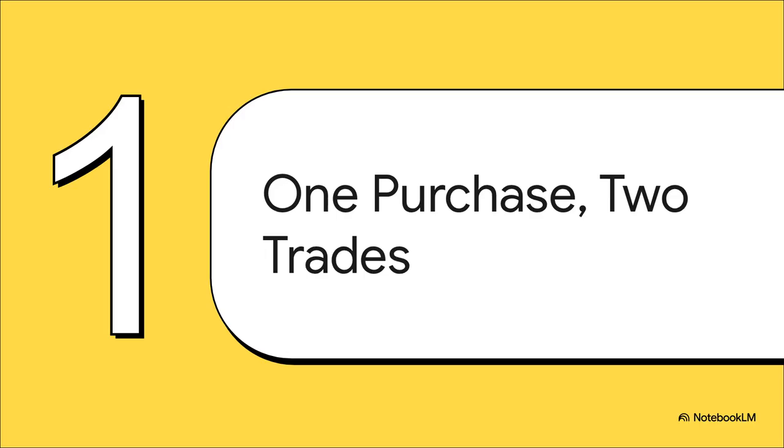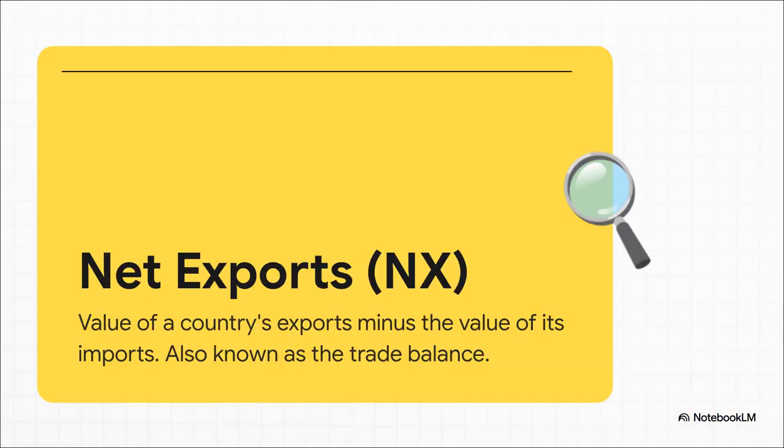All right, so let's scale this up. What happens when we stop thinking about just your one purchase and start thinking about all the transactions of an entire country? Well, we need a way to measure these two different flows. First up, to measure the flow of goods and services, economists use a simple calculation called net exports, or NX for short. If a country sells more than it buys, its net exports are positive. That's what we call a trade surplus. If it buys more than it sells, net exports are negative, and that's a trade deficit.